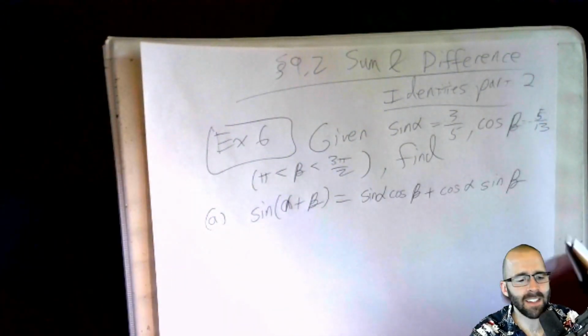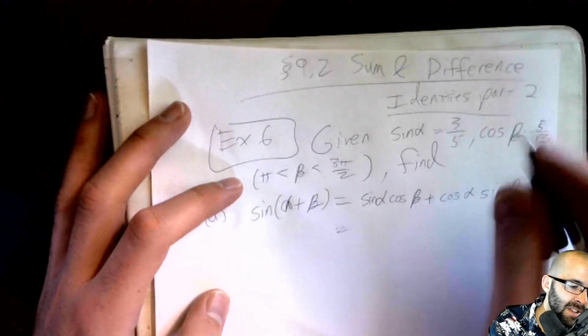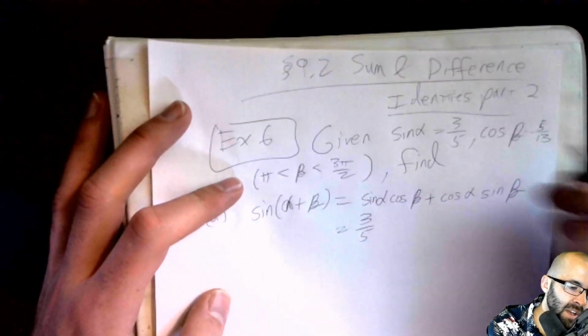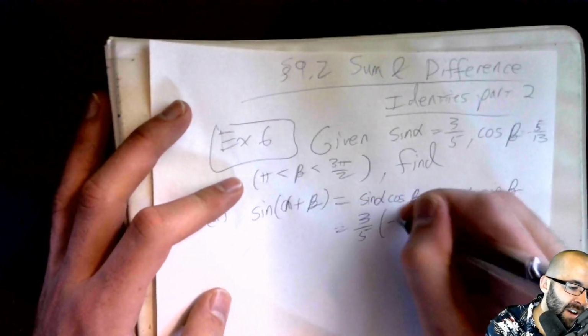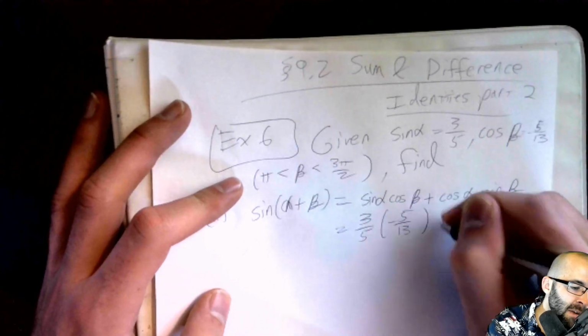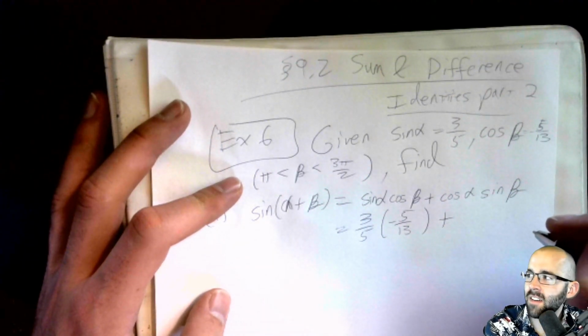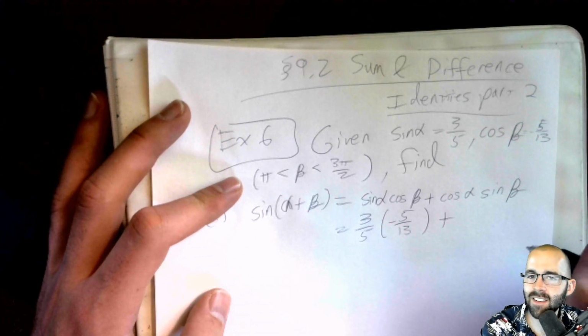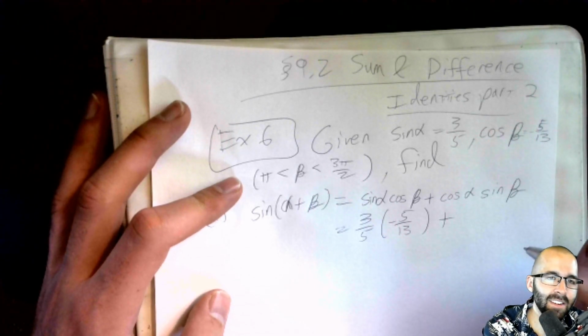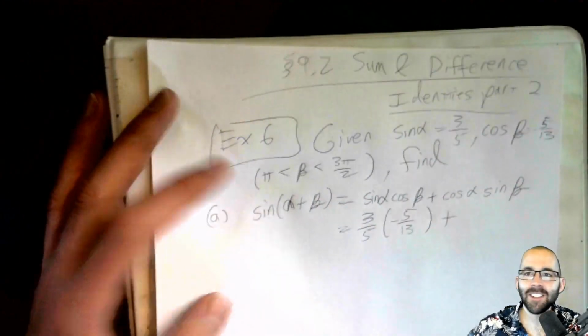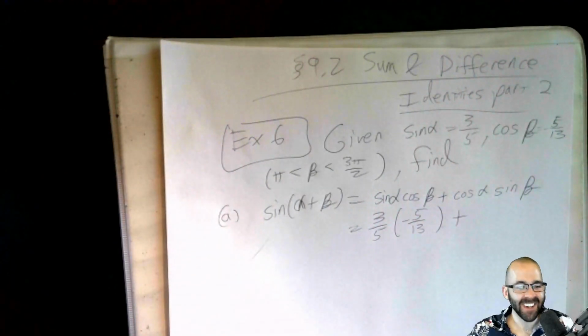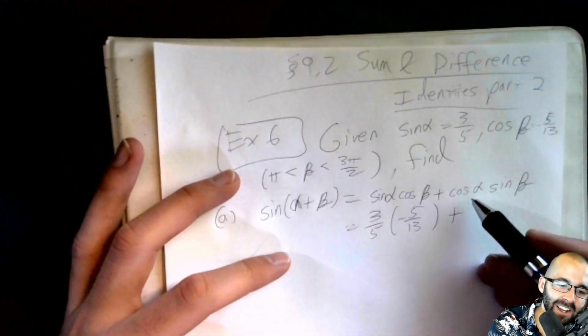So this looks easy, right? Sine of alpha, we said was 3/5. Cosine of beta, we said was negative 5/13. Plus the cosine of alpha. I don't see the cosine of alpha. Well, guess what? It's a throwback to chapter 7. We know how to find the cosine of alpha. We don't know it yet, but we can find it.